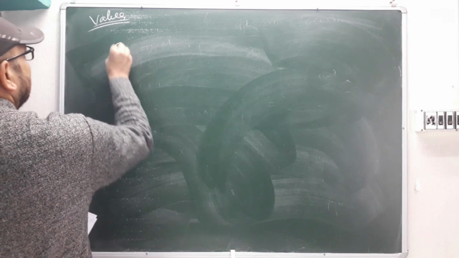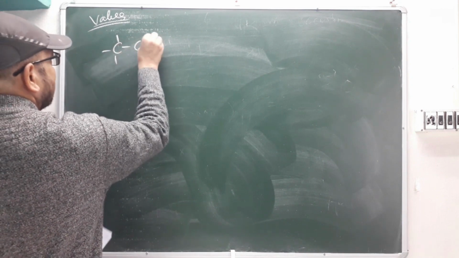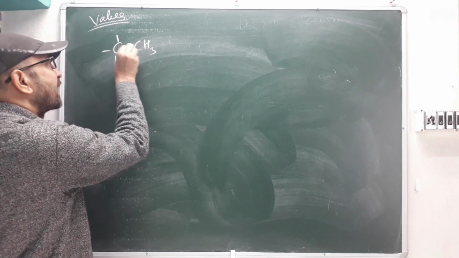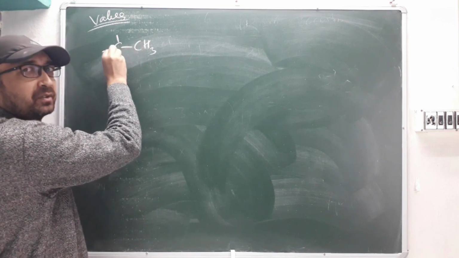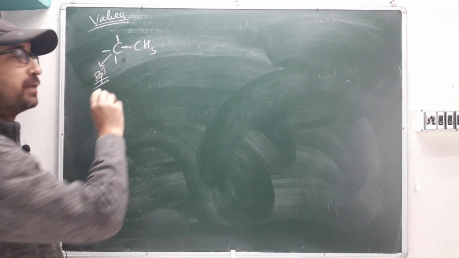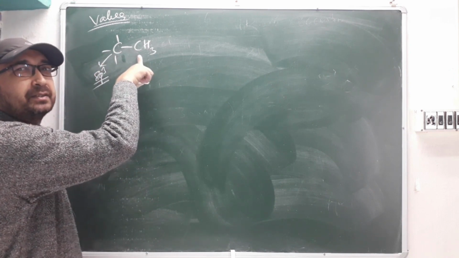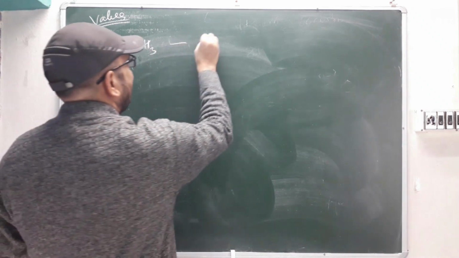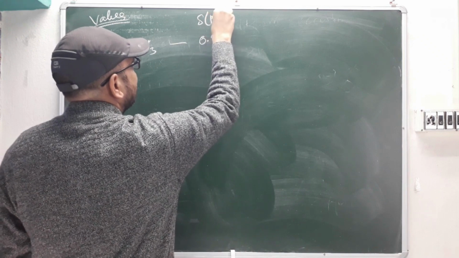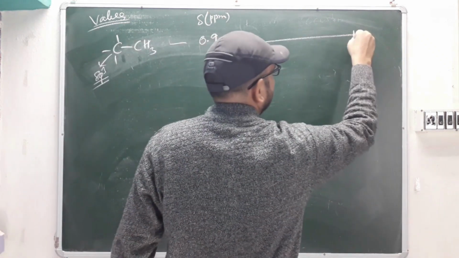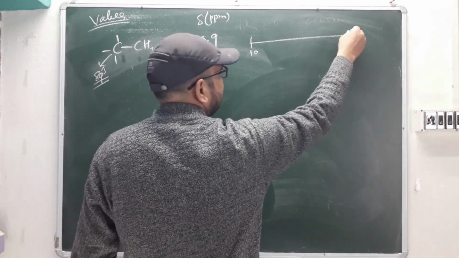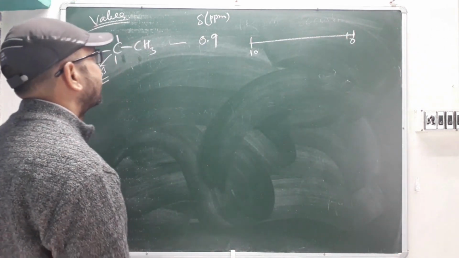So suppose a normal CH3 is there, like in ethane. If it is directly attached to a carbon and this carbon is sp3, that you have to see, then your value will be 0.9. This is the delta value in ppm. There is a scale, no? 0 to 10. In this scale it will be at 0.9, somewhere here. One peak will show.